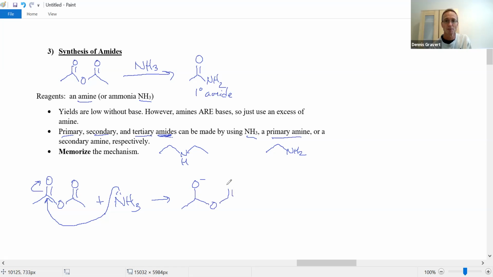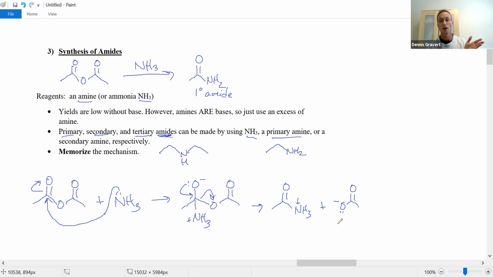Get your tetrahedral intermediate. Bring down the pi bond. Sometimes, yes, ammonia can leave, but the acetate can also leave. Whoops, acetate is leaving. And then last step or cleanup step, the base will pick that off. Now you create the acid.